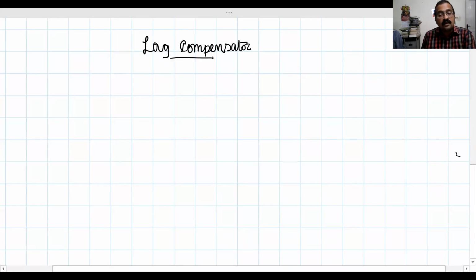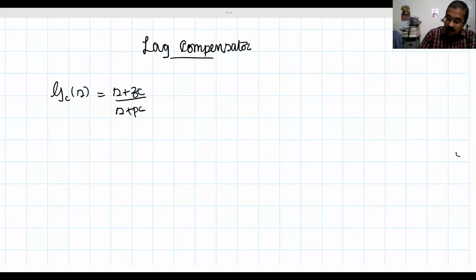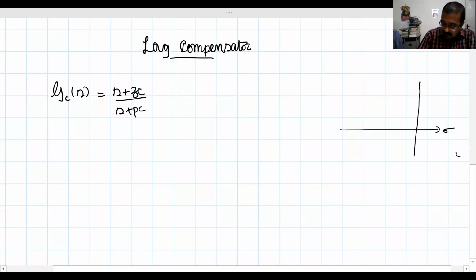Any lag compensator has the general form of GC of S equals S plus ZC divided by S plus PC. ZC is the compensator 0 and PC is the compensator pole. Right? So if you see the pole 0 map of this compensator, it will be like this. Here will be the compensator pole, and to the left side of the compensator pole, we have a compensator 0.